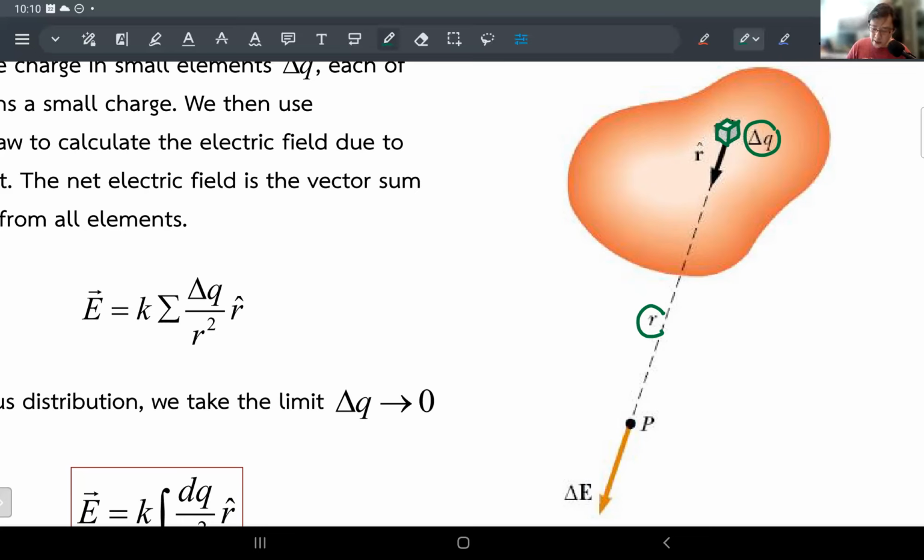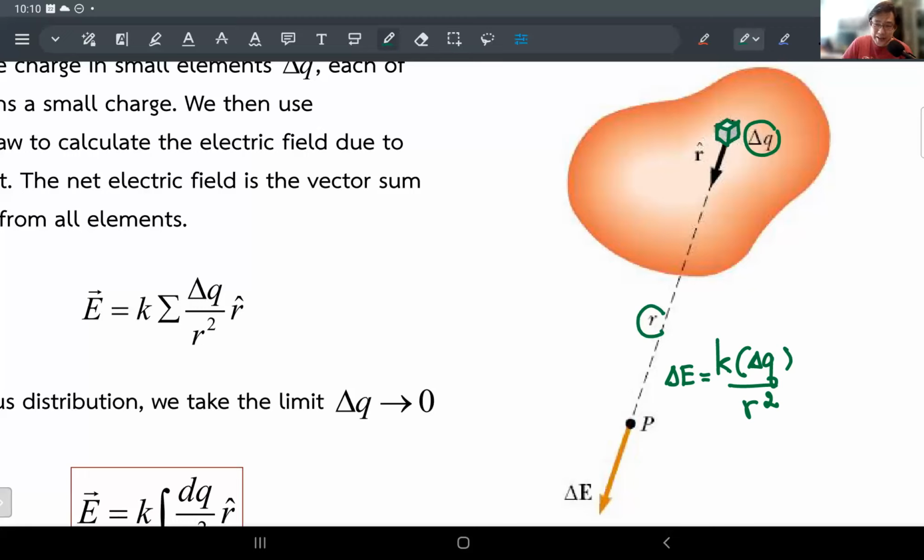And you say, well, that's no big deal. It's just K times the charge that's generating the field, divided by the distance squared. That is done. Not too bad. Because this field is a tiny field, you can say this is just a delta E, a mini field.